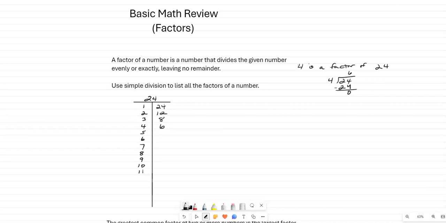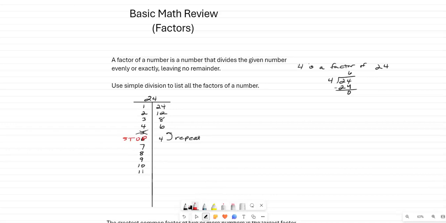And 24 divided by 5, well, that will not work because that will give you a decimal or a fraction. So the number 5 is not considered a factor of 24. We'll go to the next number. 24 divided by 6 will give you a 4. But if you think about this, now we're starting to repeat the factors that we already have. Once you start to repeat factors, then you simply stop here where you begin to repeat those factors. We're going to stop.